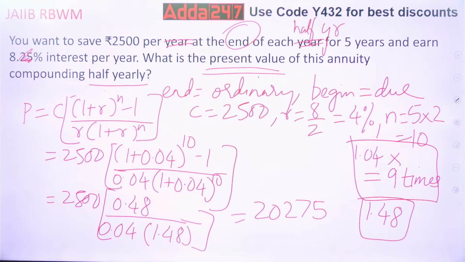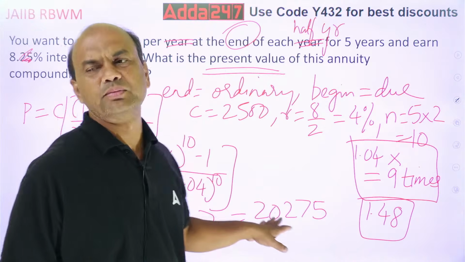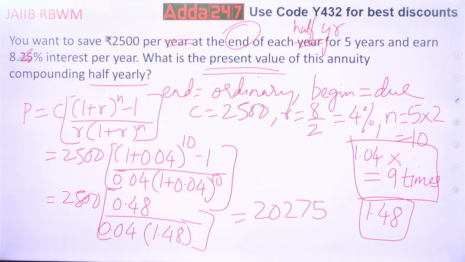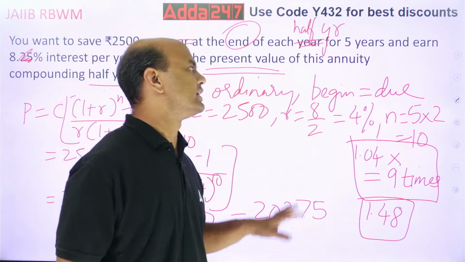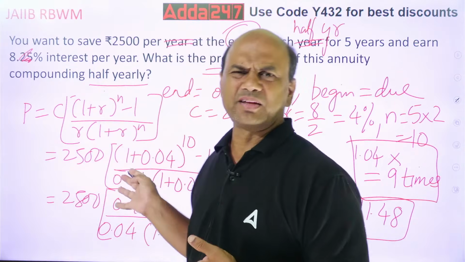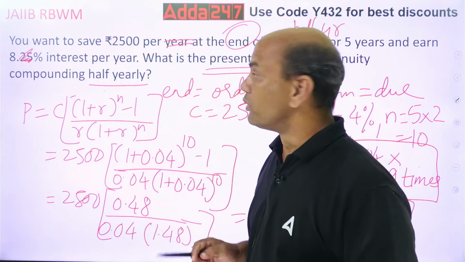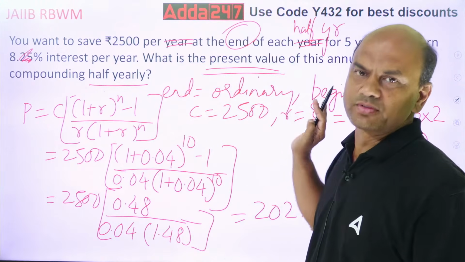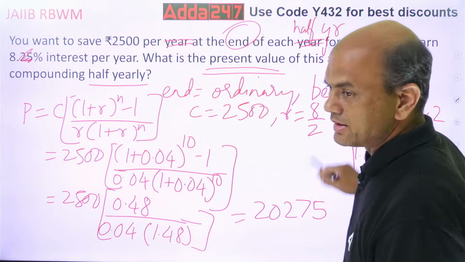20,275. Correct it is. Even I am getting the same answer. I thought there was some error, but no, 20,275 is the right answer. Okay? Very good. See, such numericals you'll see in the exam. If you see them, it's very easy to solve. Only you have to pay attention to half yearly, quarterly, whatever is given. Okay?